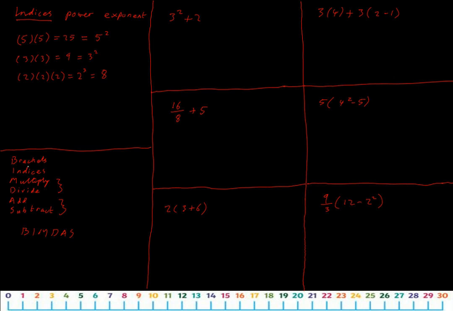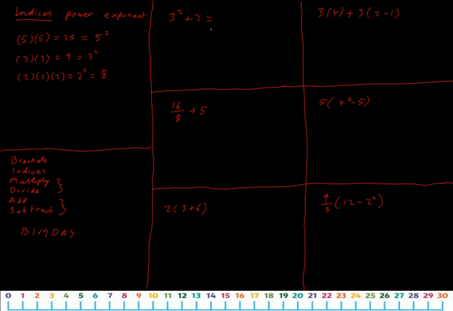So always, always, always we are going to tidy up our brackets first and then do our powers or our indices, and then we can do our multiply and divide, add and subtract last. So now we're going to have a look at some examples. So our very first example here, we have 3 to the indice or to the power 2 plus 2.